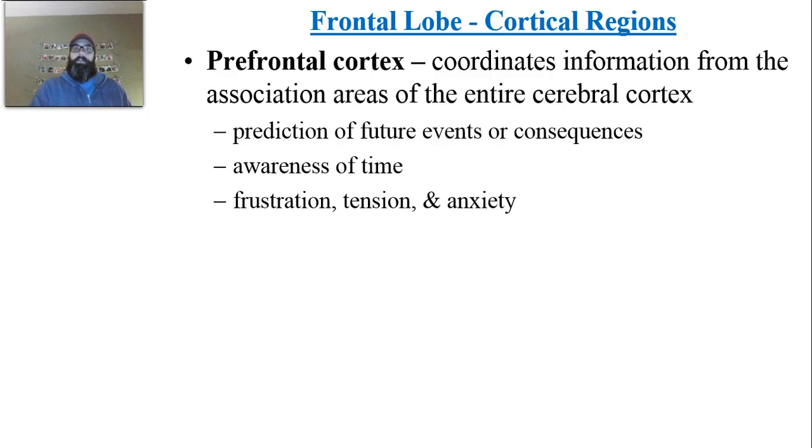This is called the prefrontal cortex. The prefrontal cortex coordinates information from all the association areas of the entire cerebral cortex. So right up here in the very front of your brain is an area where all the sensory information that comes in to the association areas is processed and gets routed. And all of it is combined together so you have a few abilities.